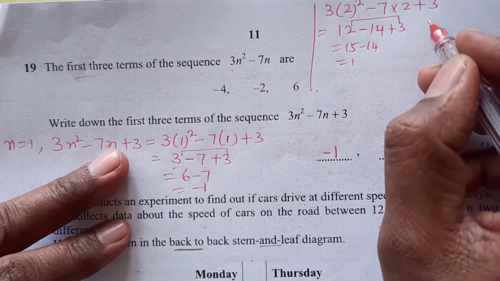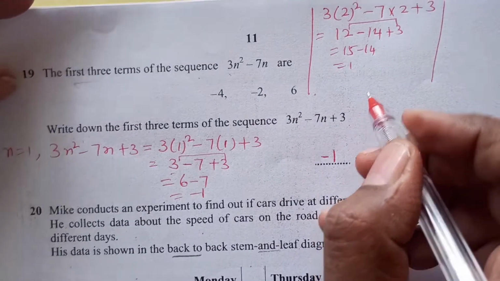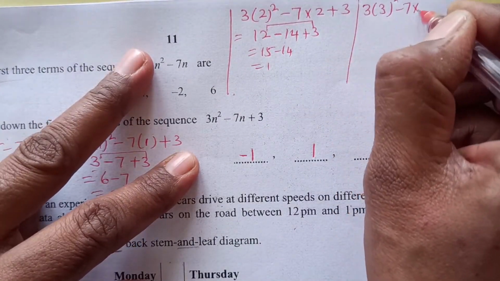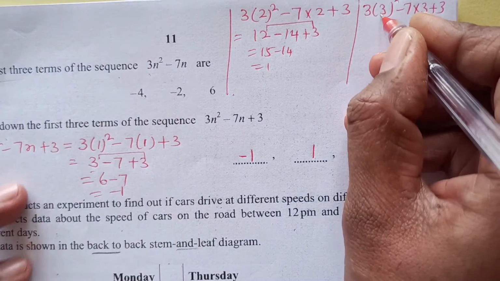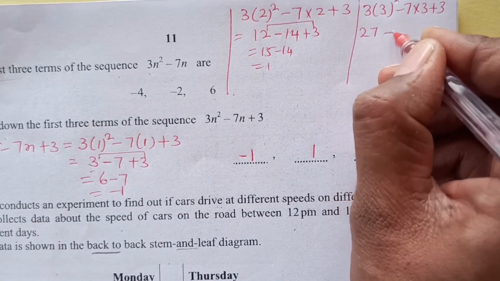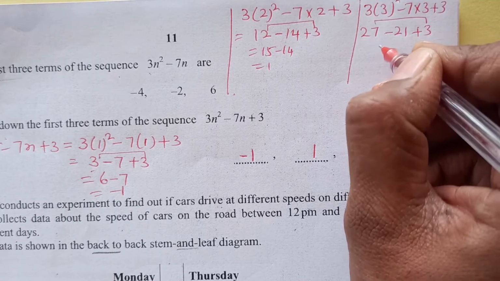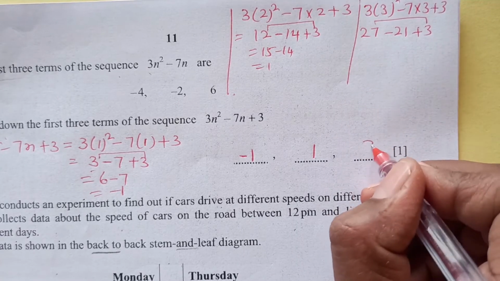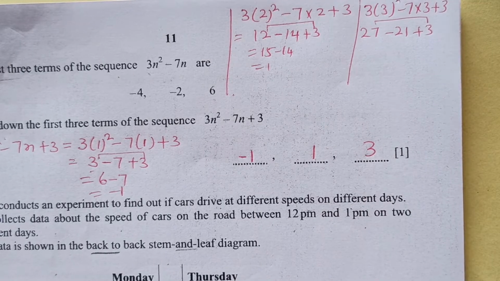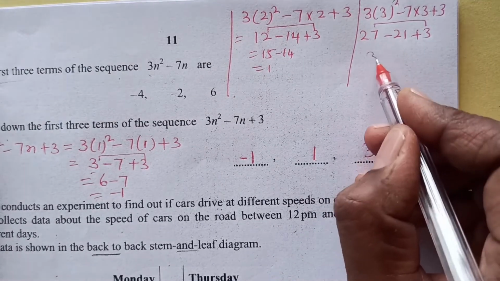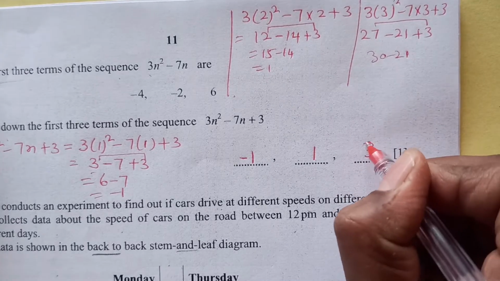Right? And when n is equal to 3, so this is 3 times 3 squared minus 7 times 3 plus 3. 3 times 3 is 9, times 3 is 27, minus 21 plus 3, 30 minus 21. No, sorry. 30 minus 21 is 9.